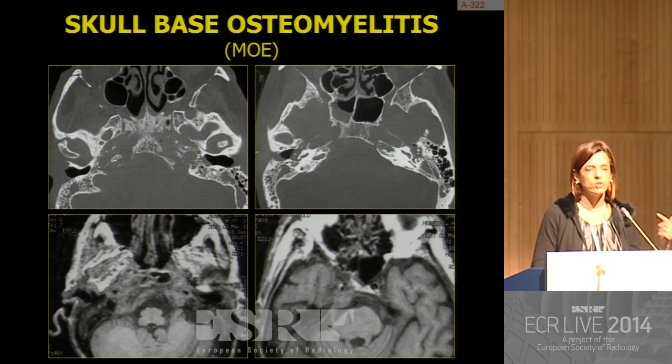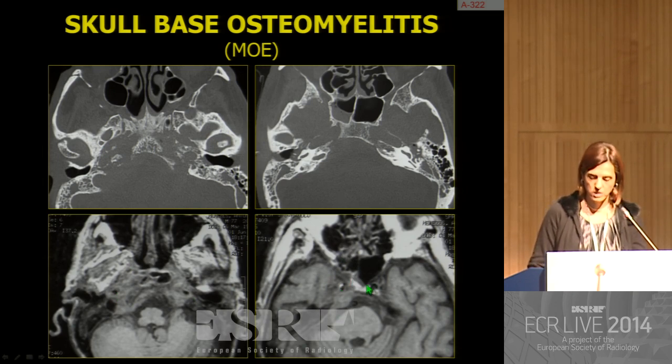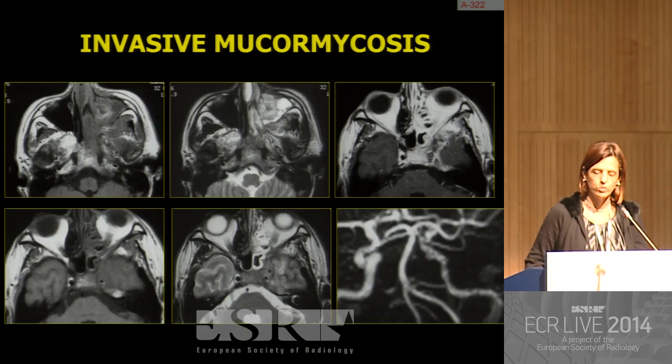He had an external otitis before, a malignant otitis externa, and this is extensive destruction of the central skull base due to osteomyelitis. Note the encasement of the petrous and cavernous carotid arteries on both sides, and of course, this patient ended up dying. This is a Pseudomonas infection that is very hard to cure.